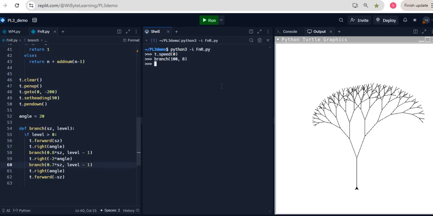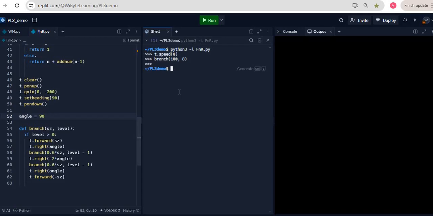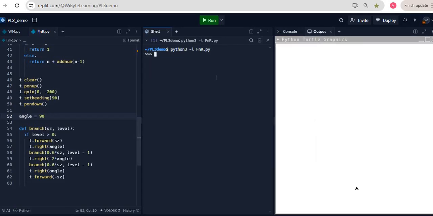In fact, another interesting variation of this is when I make both of these 0.6, so both will be equal, but I will use an angle of, let's say, 90 degrees. Now, this is quite interesting, quite unexpected to some extent. Let's see what happens when I do this. Again, I will speed this up by saying t.speed 0. Now, when I run this same piece of code, notice it seems like a completely different figure, but in fact, it's just a variation of the tree that we have drawn, right? It's just a tree with a totally different shape.